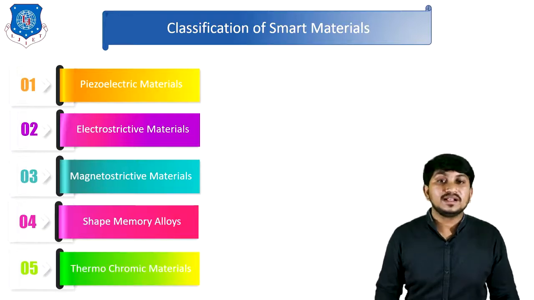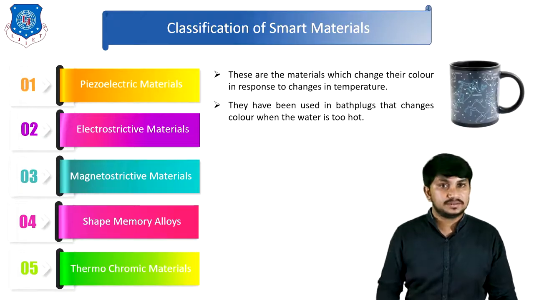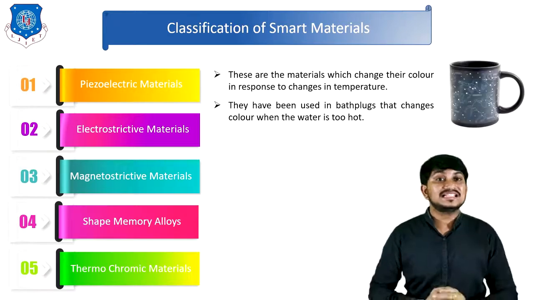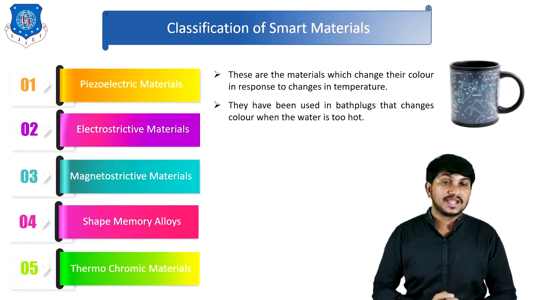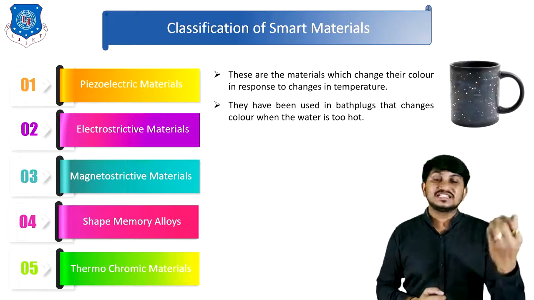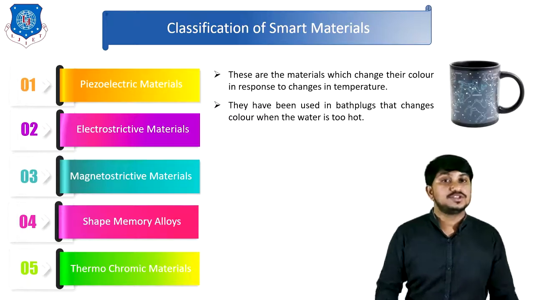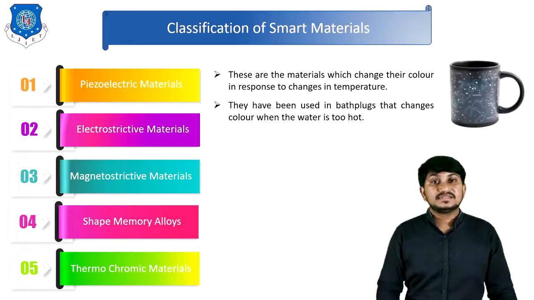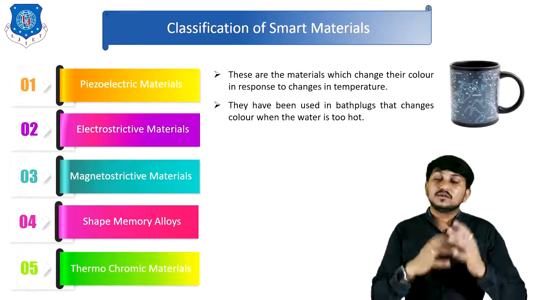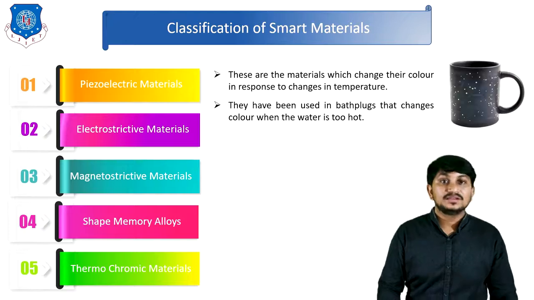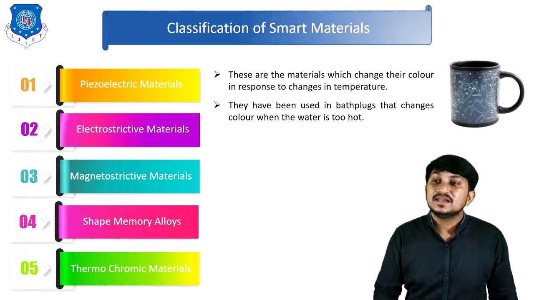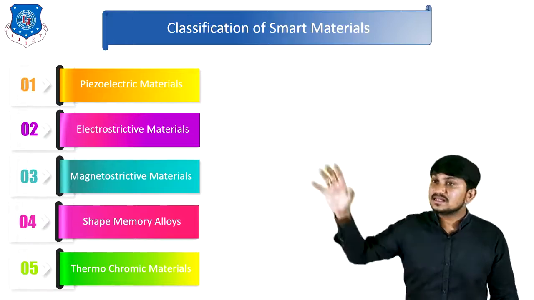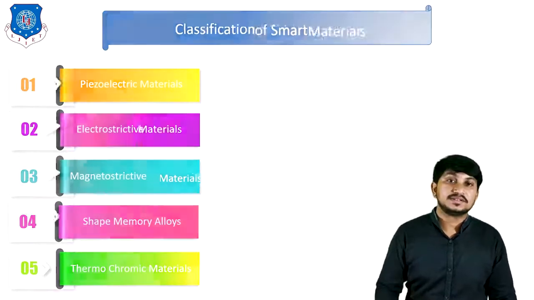Fifth type of material is thermochromic material. These are the materials which change their color in response to temperature. If you change the temperature of this material, the color also changes. They have been used in spark plugs that change color when the water is too hot. So this is the application of this thermochromic material. These are the various types of smart materials.